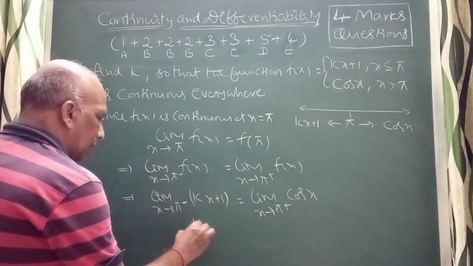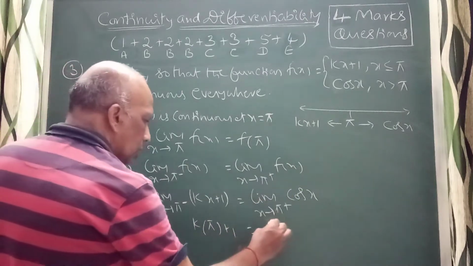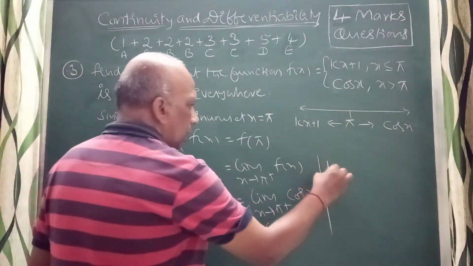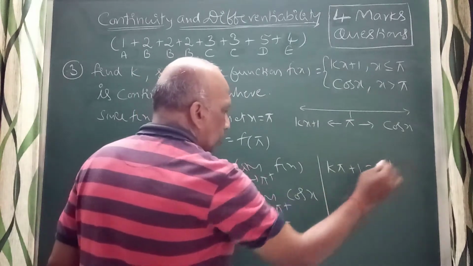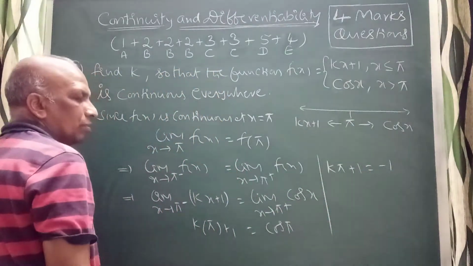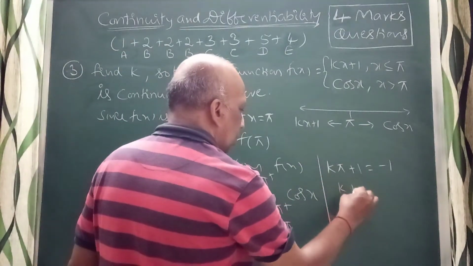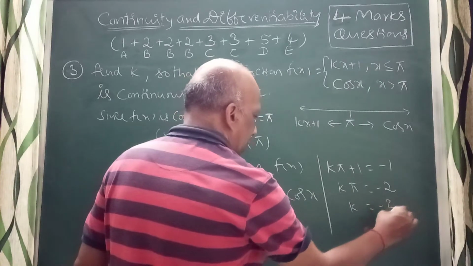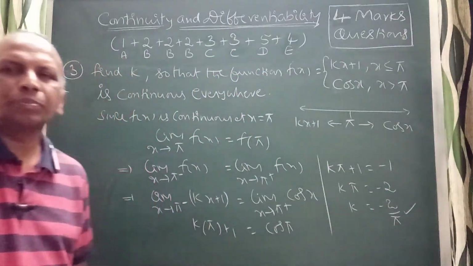You can substitute k into pi plus 1 equals cos 180, right? This is k pi plus 1 equals cos 180, which is minus 1. Correct? You will get this one, transfer that side. k pi is equal to minus 2. k is equal to minus 2 by pi. That will be the required answer.